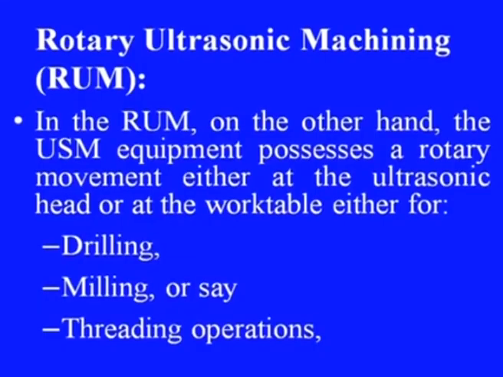On the other hand, let us see rotary ultrasonic machining. In rotary ultrasonic machining, the USM equipment possesses a rotary movement either at the ultrasonic head or at the work table. This is used mainly for drilling, milling or threading operations. In rotary ultrasonic machines, the combination of rotational motion and axial vibrations of the tool reduces the friction between the tool and the workpiece material.